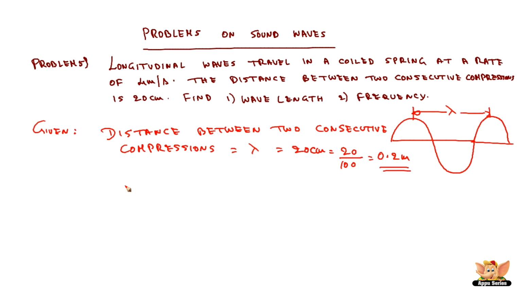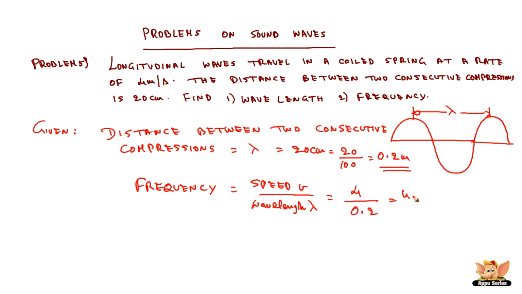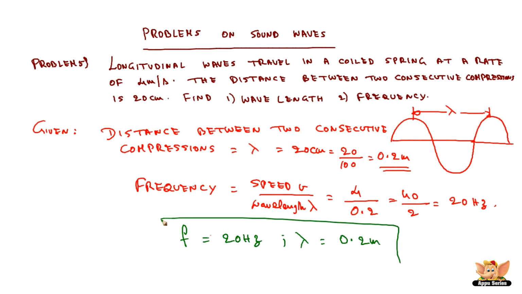Now the frequency, how do we find the frequency? Frequency of this wave is V by lambda, the speed by lambda. In this case, speed is given as 4 meters per second and lambda is 0.2 meter. So 40 by 2, which gives rise to 20 Hz. So the frequency is 20 Hz and lambda is 0.2 meter.